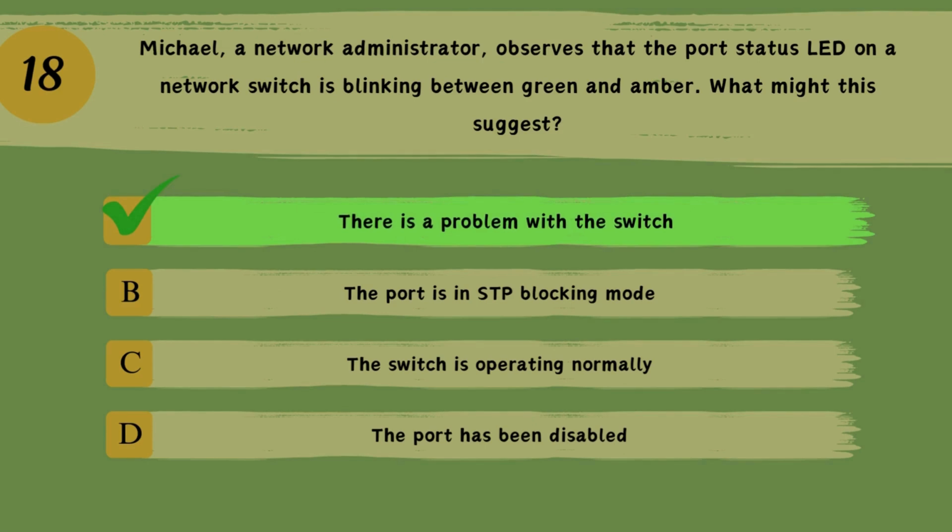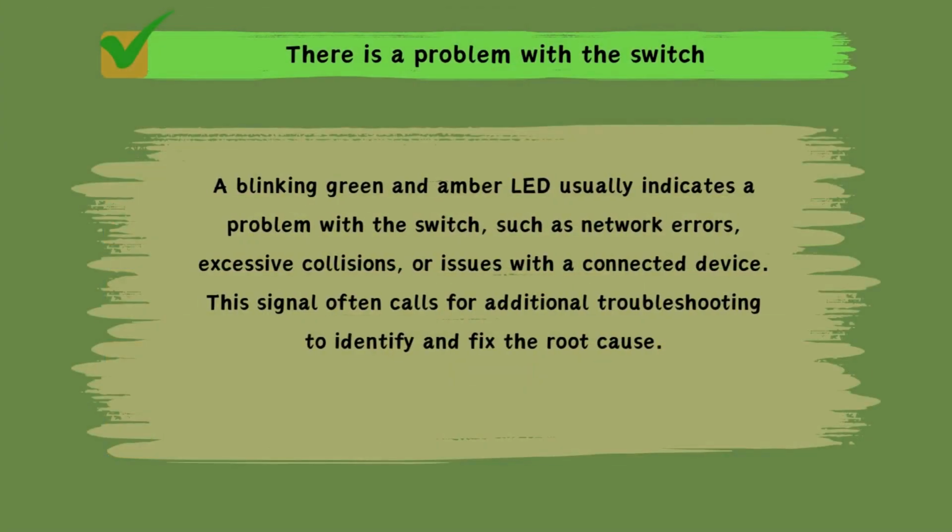Correct answer. A. There is a problem with the switch. A blinking green and amber LED usually indicates a problem with the switch, such as network errors, excessive collisions, or issues with a connected device. This signal often calls for additional troubleshooting to identify and fix the root cause.